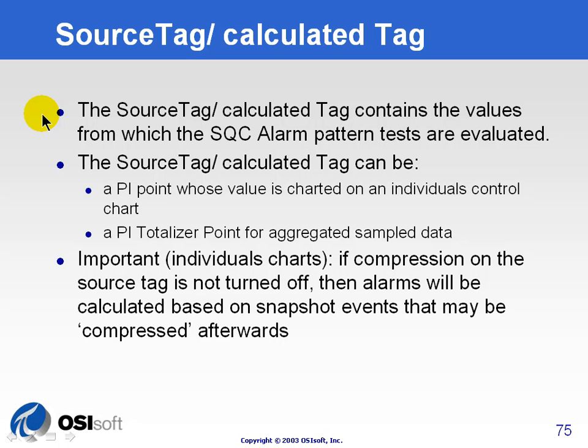Every SQC alarm tag is going to have a source tag. Now that source tag is the calculated tag, the results of the calculations of something like an X bar chart that would have a simple average done of the samples and the sample size.